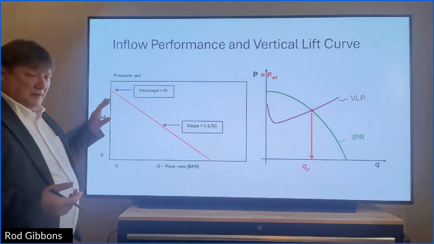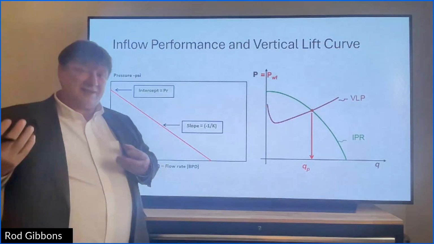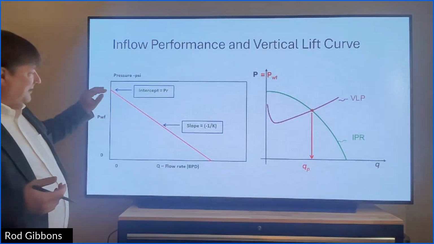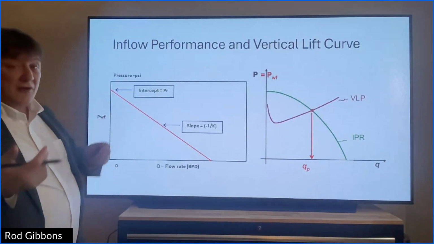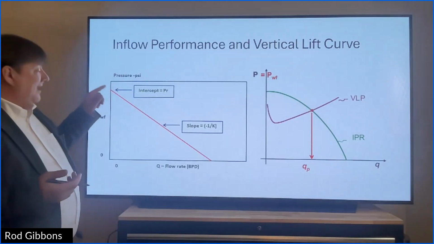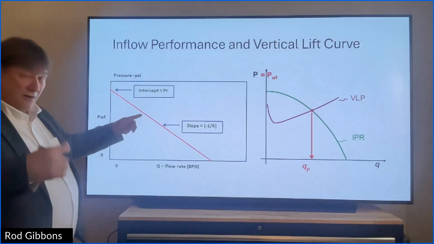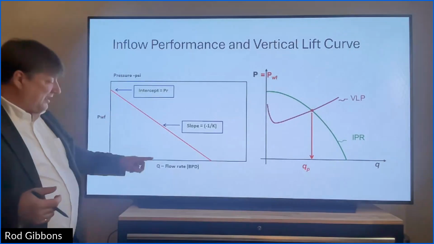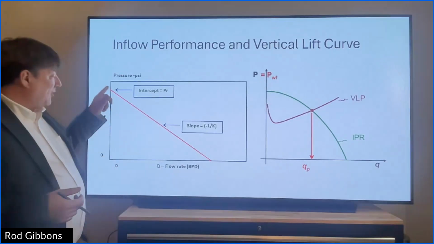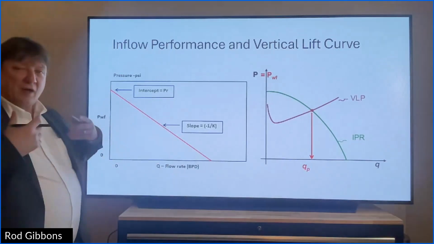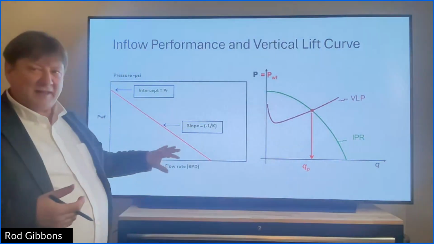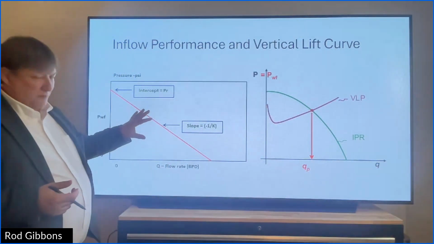This describes all of the different rock properties and damage that's been caused to the well. All of that is summarized in it, and it's also very easy to test. If I know my shut-in reservoir pressure, and I open it up and see how much the pressure drops, and I measure my flow rate, then I know how productive the sand face is, how productive the reservoir is at that well bore. That's the inflow performance curve.